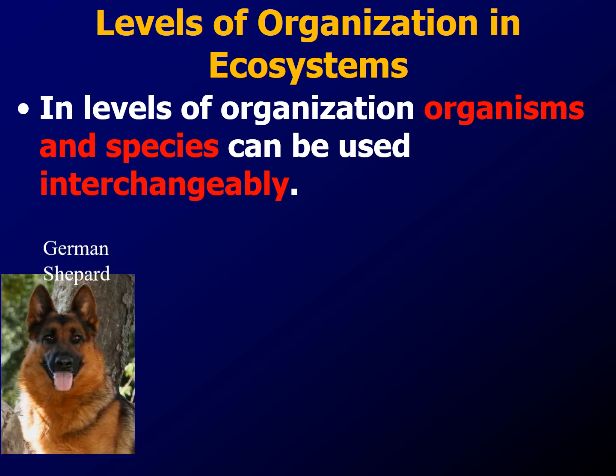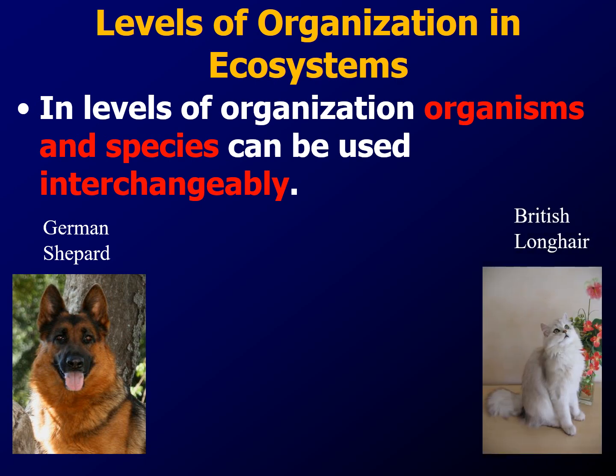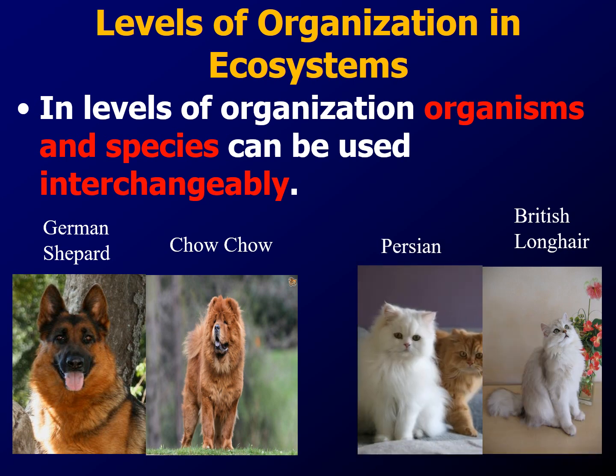For example, a German Shepherd is in a completely different species from the British long-haired cat. So they will not reproduce and consequently will not create fertile offspring. However, the Chow Chow, although a different breed from the German Shepherd, because they're in the same species, can reproduce and create fertile offspring. Just as the Persian cat, although a different breed from the British long-haired cat, can reproduce and create fertile offspring.